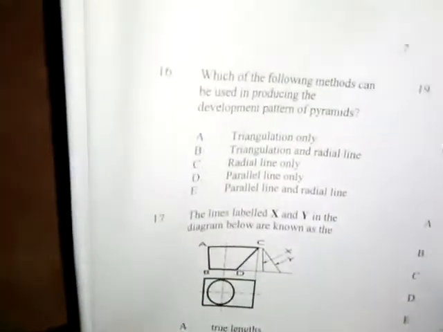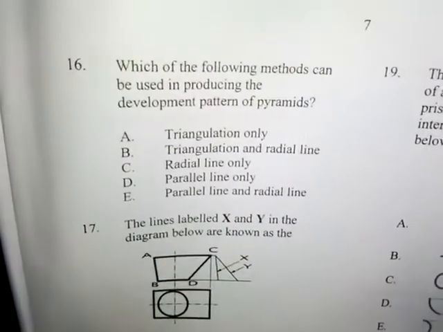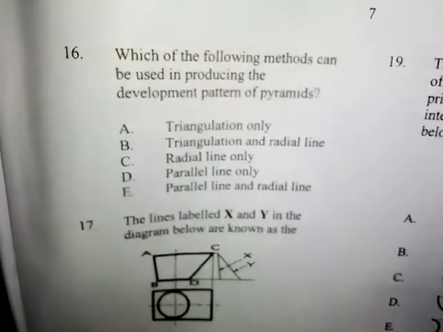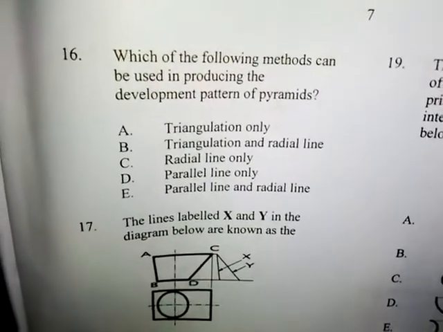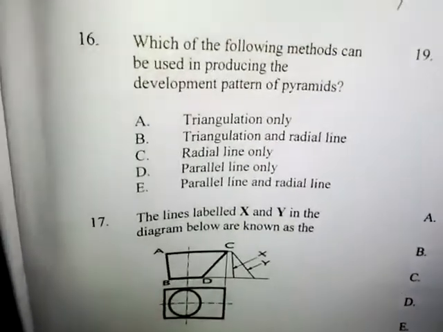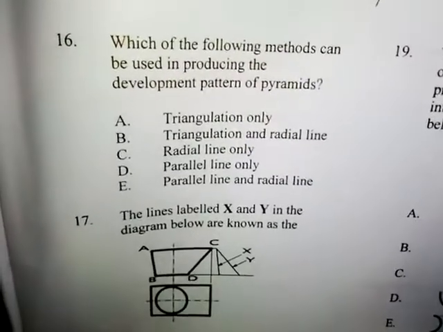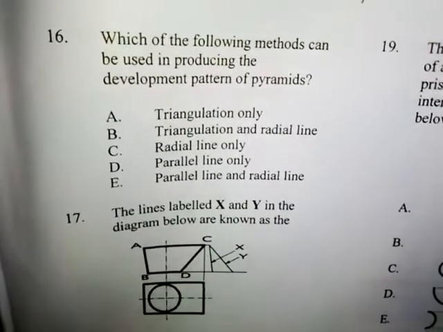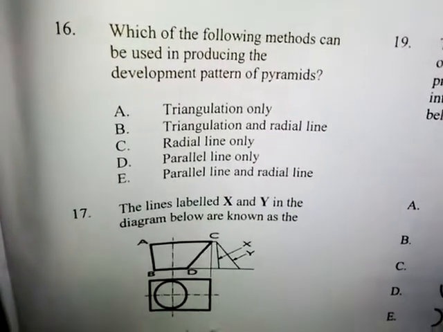Question 16. Which of the following methods can be used in producing the development pattern of pyramids? The correct answer is radial line only. So whenever you want to produce the development pattern of pyramids, you make use of radial line only.